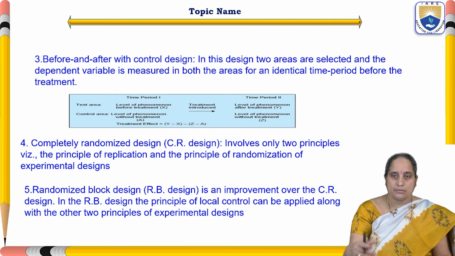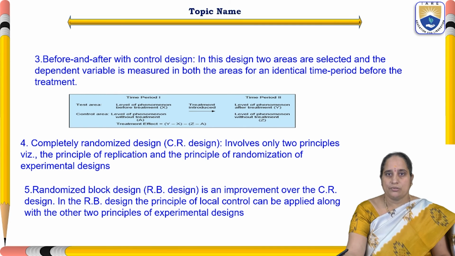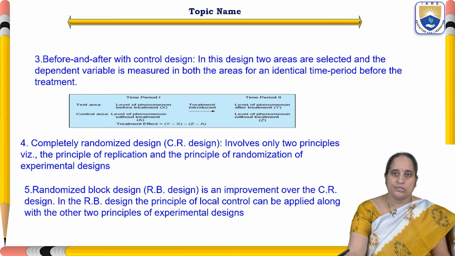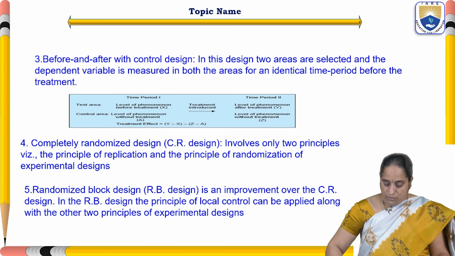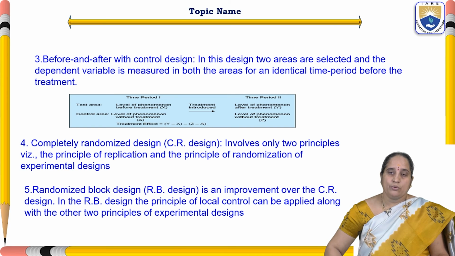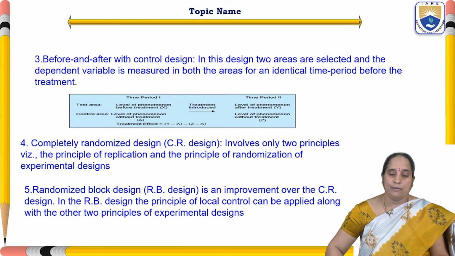So it is an advanced version of the CR design, where we find three principles. One is replication, another is the principle of randomization, and also we are able to measure the variability with the help of local control, so that we can have effectiveness, and we can maintain the accuracy in the study. That is possible with the help of these research designs.